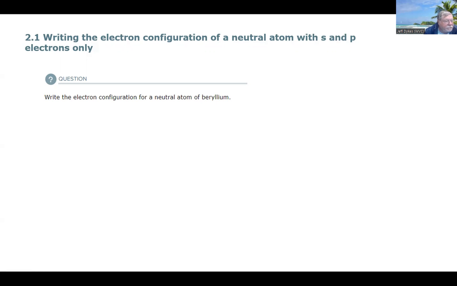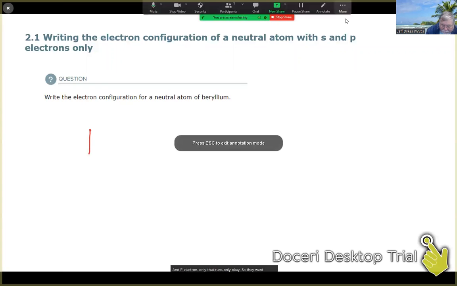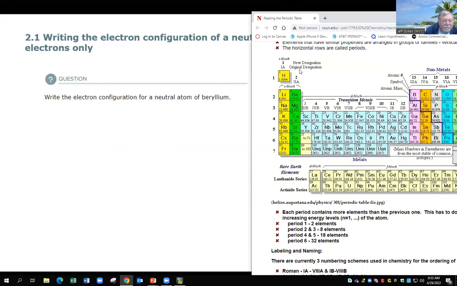This is exercise explanation 2.1. So we're supposed to write the electronic configuration of a neutral atom with s and p electrons only. Okay, so they want to do beryllium. Beryllium is Be. So I need to look on this periodic table, and beryllium is going to be this one right here.